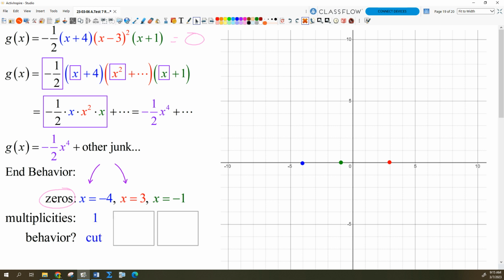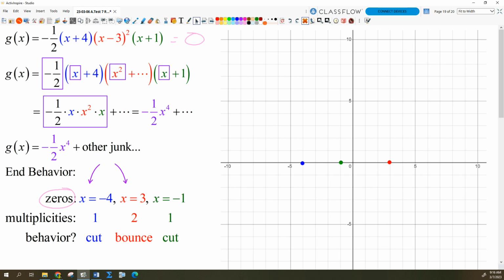What about the 0 at x equals 3? Show them with your fingers. What's the multiplicity? Good, 2. Look, I've got it squared up there, don't I? So what's that one going to do? It's going to bounce. Good. And then finally at -1, the multiplicity is 1. So again, I'm cutting like a line. So that's all we need, isn't it?